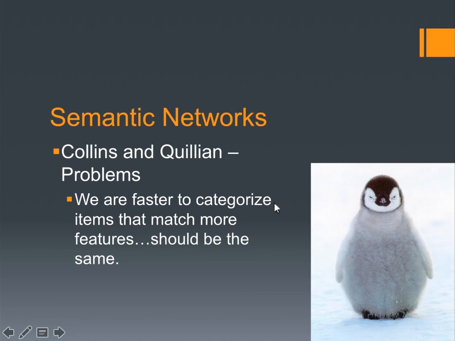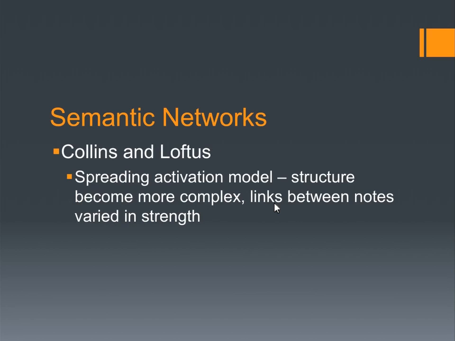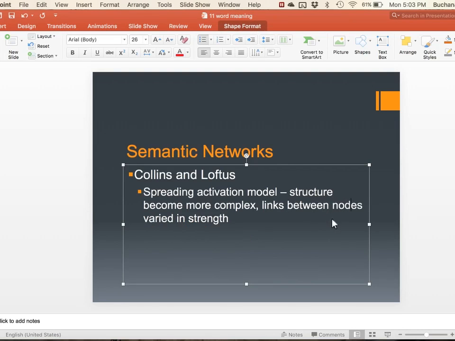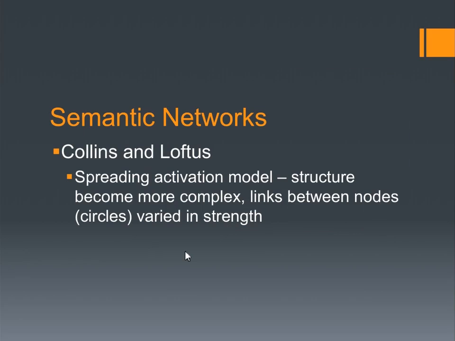And so we're much faster to categorize items that match in more features. So the more items that have the same features, the faster we are at saying yes. But the model suggested that it really should all be the same timing. And so based on these response time results, Collins and Quillian edited their model, and actually it was Collins and Loftus's spreading activation model. So similar idea, but the structure becomes much more complex, and the links between nodes, or circles in these types of models, varied in their strength. So now we're not saying that every item is equally probable, we're adding this sort of hierarchy in the nodes.